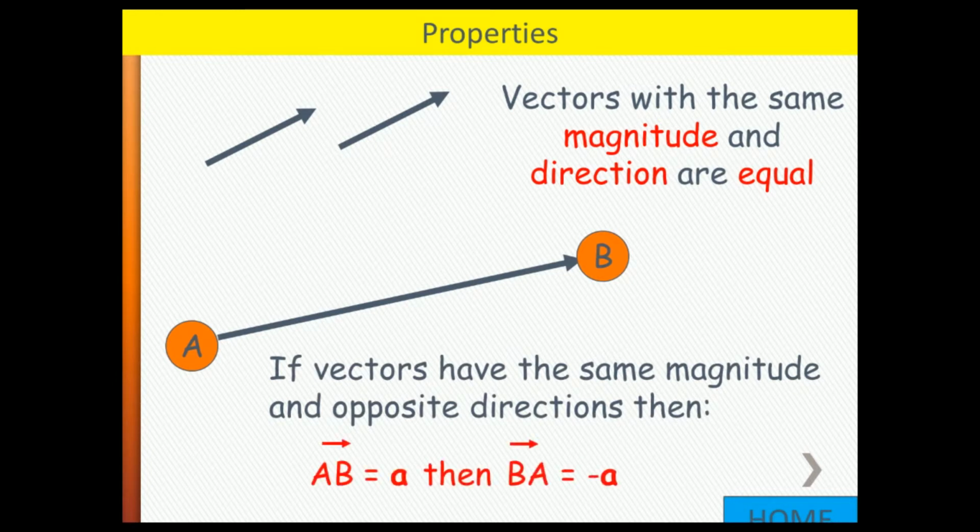If vectors have the same magnitude but opposite directions, then we just reverse the sign of the vector. So if AB was A, if we went from B to A, that would be minus A. So you're nearly like travelling against the grain.